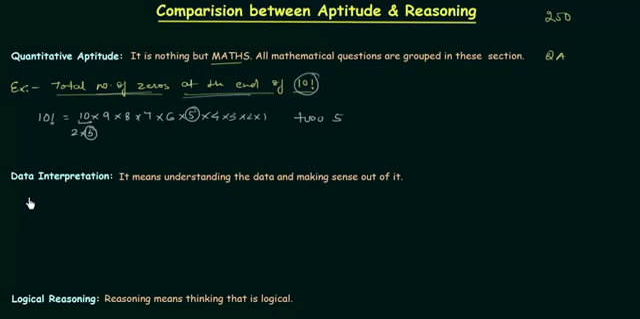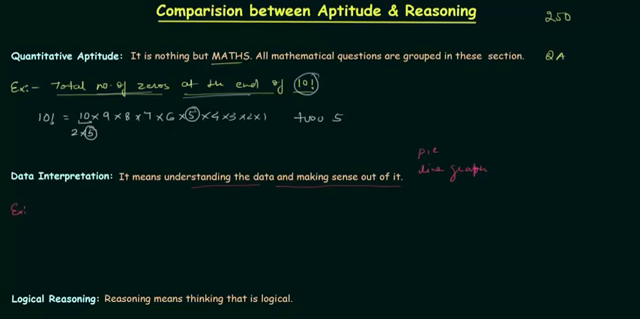Now we will move to the next part of this presentation, that is data interpretation. In data interpretation we have to understand the data and make sense out of it. It means understanding the data and making sense out of it. You will be given a pie chart, some line graph or simple graph. Whatever is given to you, you have to understand the data and make sense out of it. We will see one example.